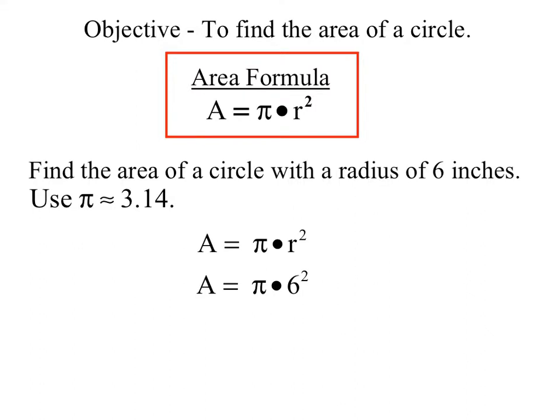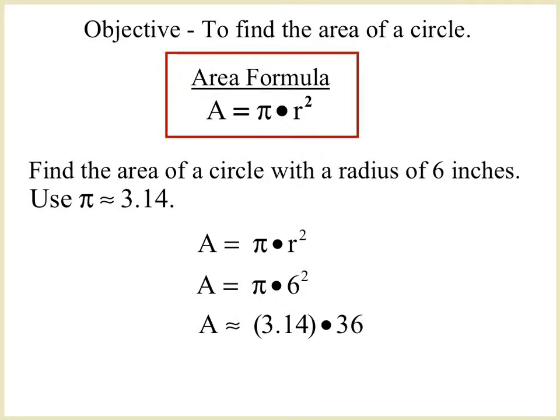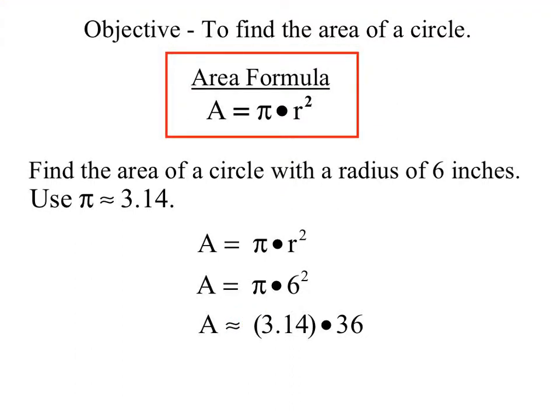Now, I can substitute my 3.14. As soon as I substitute that decimal number, which cuts off the number pi, I have to use those squiggly lines, which mean about. As soon as I substitute in the number 3.14, I multiply it out. I get 113.04 square inches.